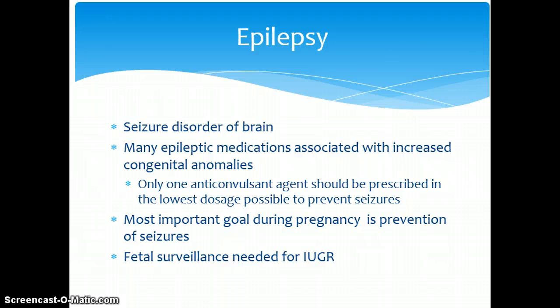The most important goal during pregnancy is the prevention of seizures so that we have adequate oxygenation to our fetus, and there will be fetal surveillance needed, especially for monitoring for intrauterine growth restriction, which will be done throughout the pregnancy. And this will be done, again, via kick counts, ultrasounds, and non-stress tests.